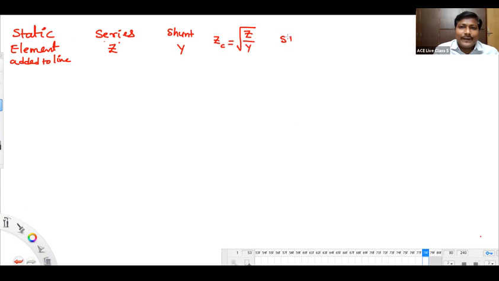And what will happen to SIL value, so called V square by ZC? And what will happen to Pmax value, the maximum power transfer capacity? And I'm writing behind this video, that is practical application. Kindly note down the practical application of that static element. Okay.